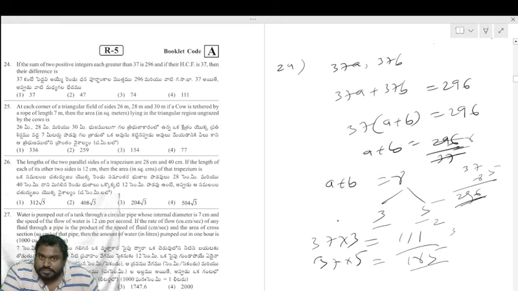Now, he's asking about the difference. 185 minus 111. So it should end with 4. Which option is ending with 4? 74 is the answer.